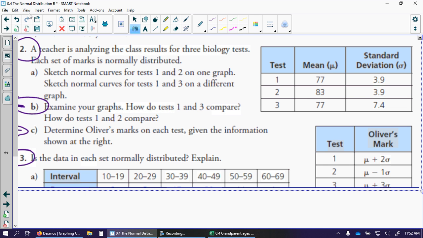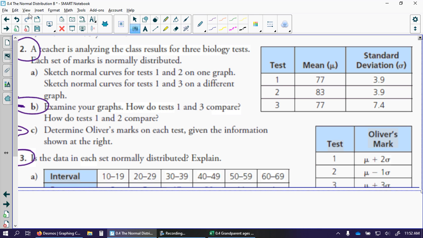So I'm actually going to use Desmos for the beginning of part number 2. So in this situation, we have 3 tests. The first test has a mean of 77, a standard deviation of 3.9. Test number 2 is 83 and a standard deviation of 3.9. And test number 3 has the mean of 77 and standard deviation of 7.4.